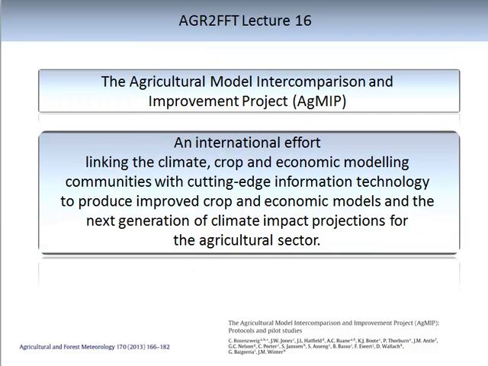The Agricultural Model Intercomparison and Improvement Project is a large international effort that aims to link climate, crop and economic modelling communities with cutting-edge information technology to produce improved crop and economic models. This will allow the next generation of climate impact projectors for the agricultural sector. For more information, you can refer to the paper on the screen.